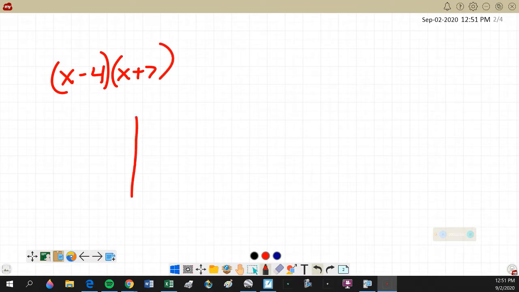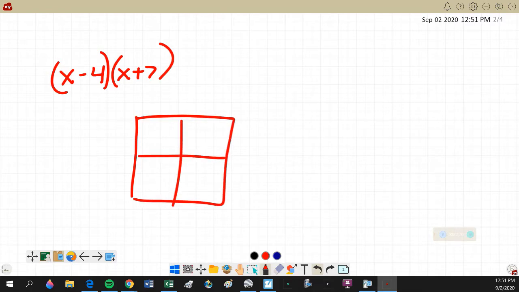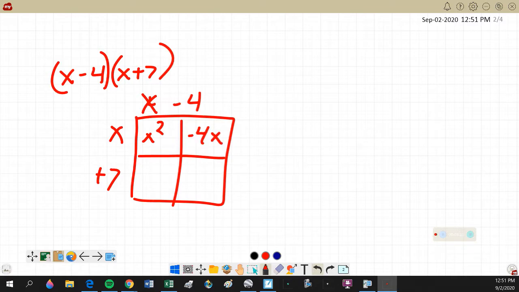One way to do it is to do this. We set up a grid that's 2 by 2, and I put x minus 4 and x plus 7. Okay. Then I multiply things out. X times x is x squared. X times negative 4 is negative 4x. 7 times x is 7x. And 7 times negative 4 is negative 28. Okay. Now we combine like terms. These go together. And I'm left with x squared plus 3x minus 28.